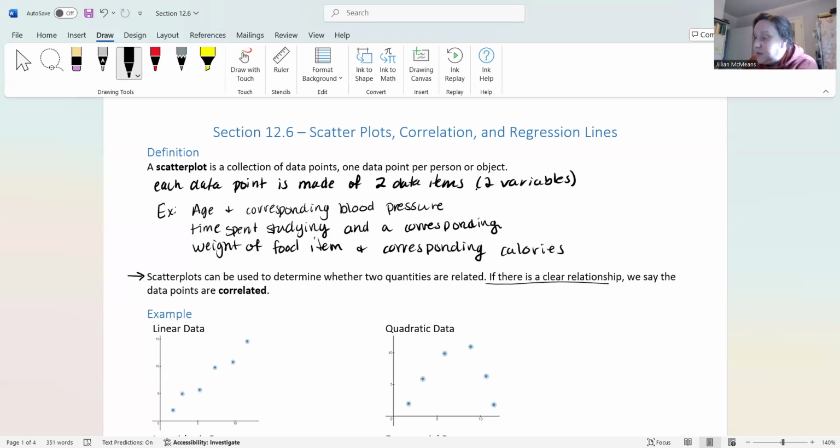If there is a clear relationship, we say the data points are correlated.